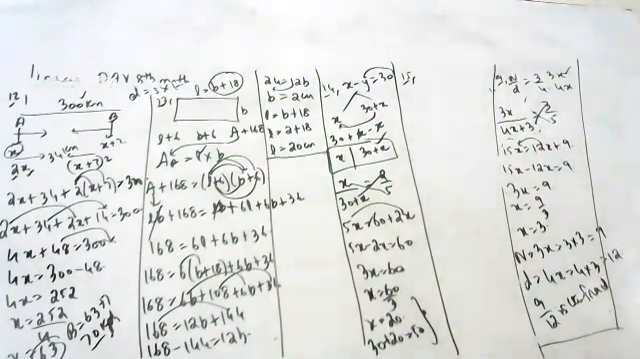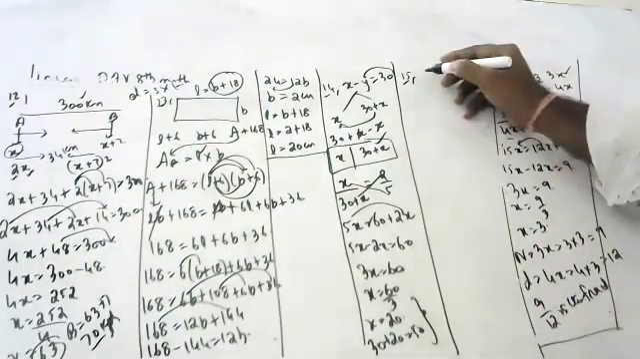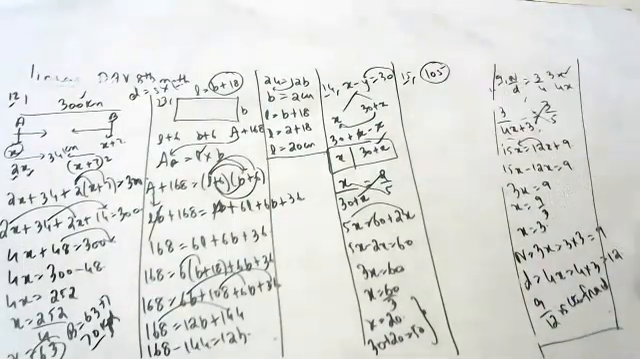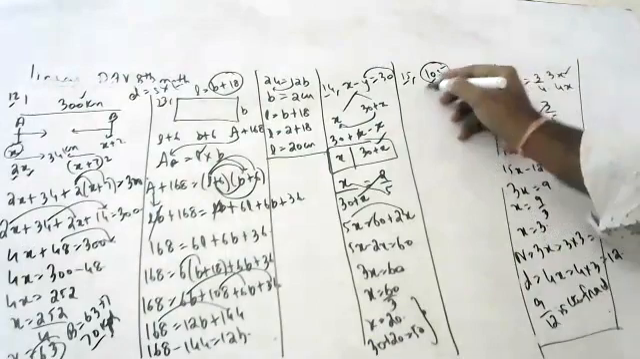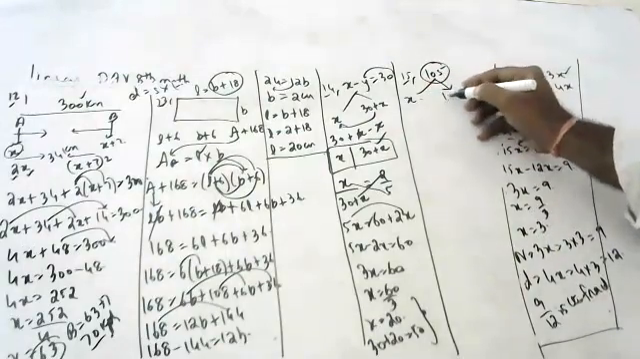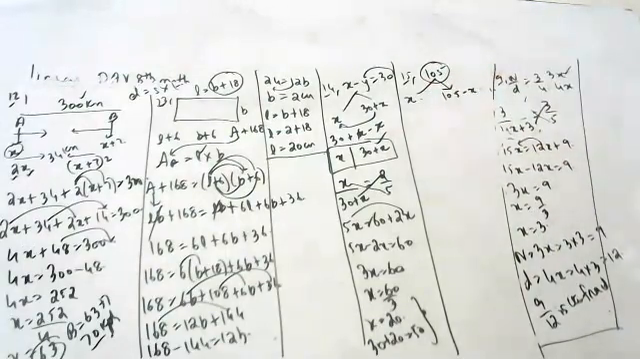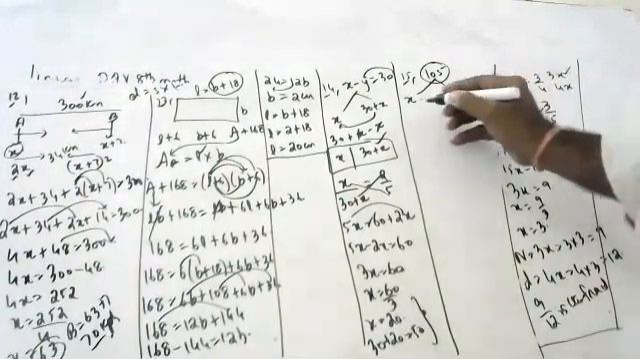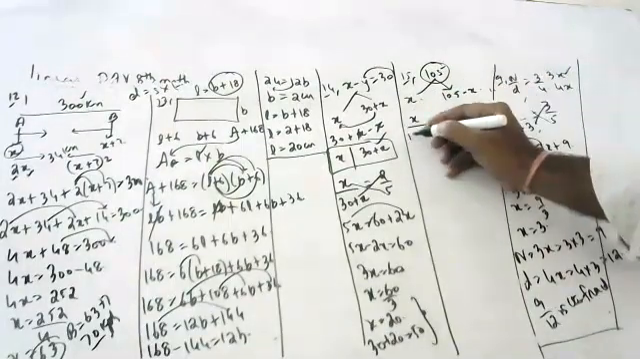Next. The sum of two positive integers is 105. What does it mean? If one number is x, what is the other number? 105 minus x. The integers are in the ratio of 2:3.